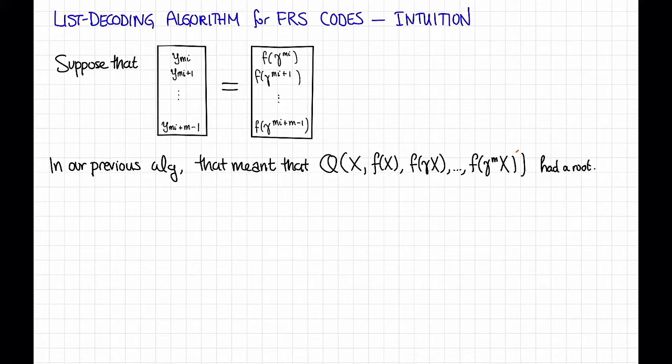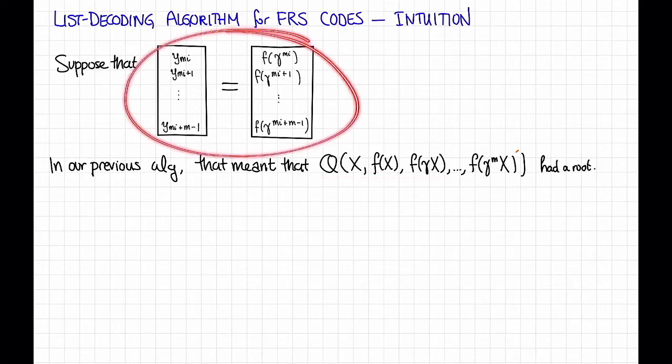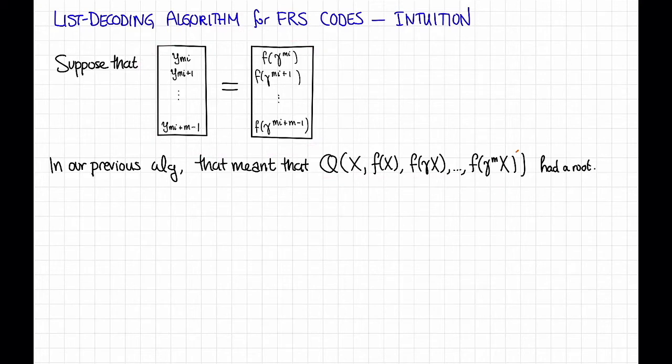In our previous algorithm, we saw that this meant that this polynomial, Q of x, f of x, f of gamma x, and so on, has one root at gamma to the mi. What we're going to do now is change how we're doing our interpolating polynomial a little bit, so that one agreement like this is going to correspond to several roots for our interpolating polynomial.